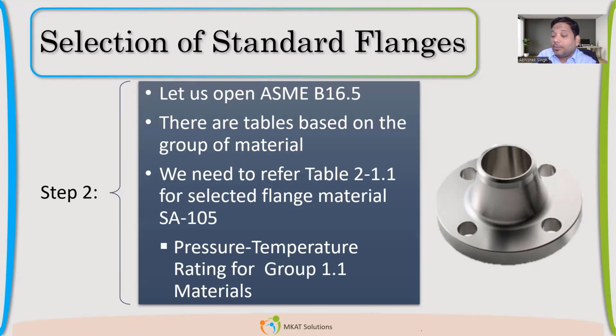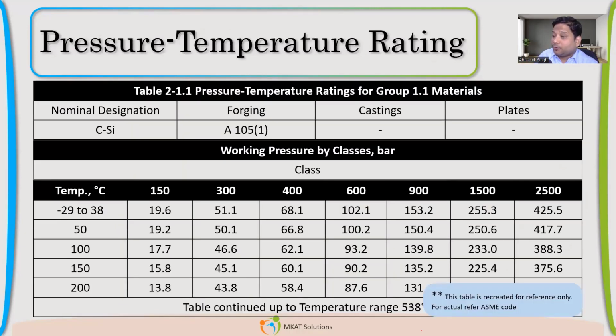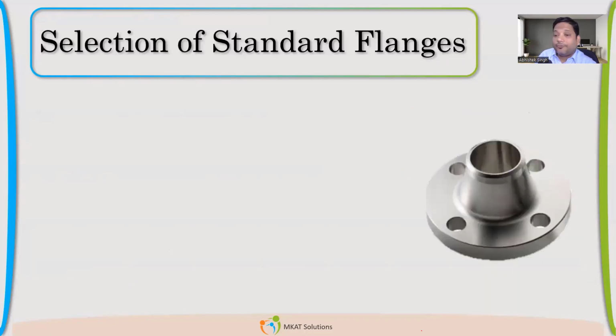So if you open that table, you will find what are the materials under that table. If your material is listed in that table, you can use that rating. If you open that rating, it will look somewhat like this; we have reproduced this using B16.5. So if you see the group of that material, you can exactly see SA105. So now I know that I can use this table for my flange.